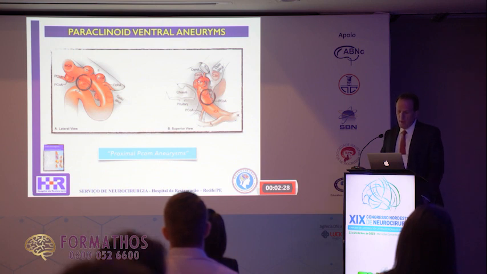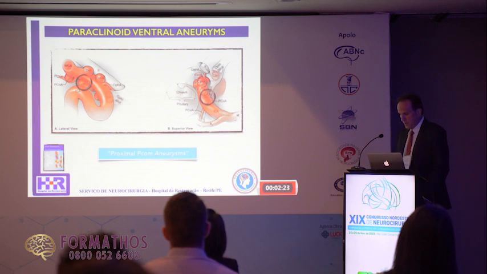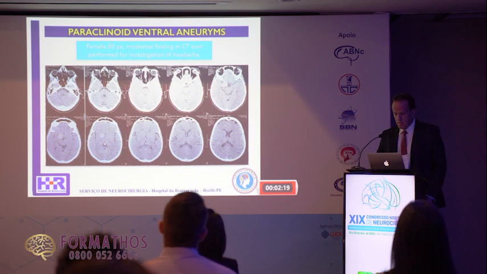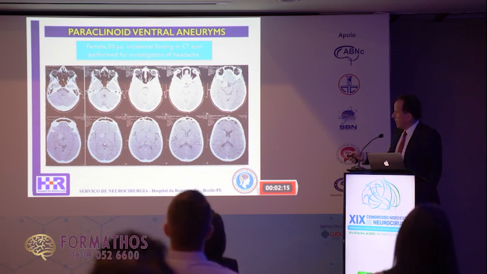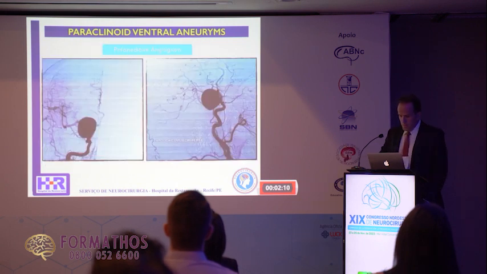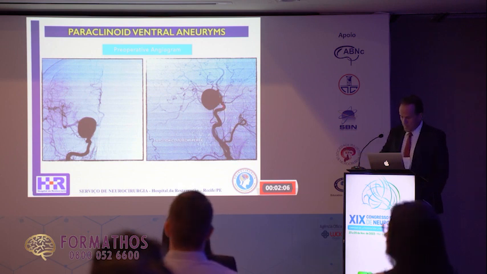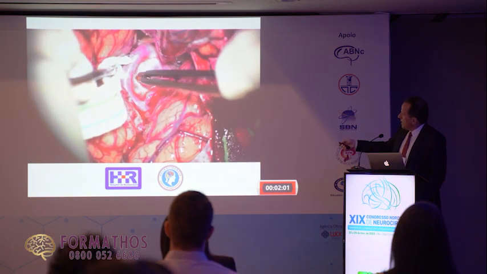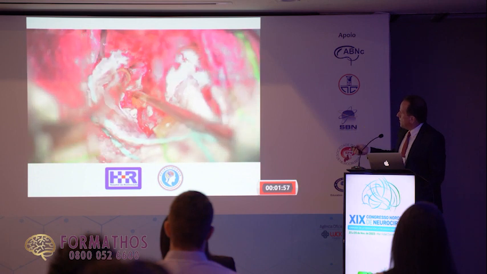Ventral aneurysms are like PCOM aneurysms, but proximal to the PCOM. They are not very frequent. This was a patient that had a CT scan because of headache and found this paraclinoid mass, which was this aneurysm. You can see that it was a ventral one. As we can see here, the carotid is pushed up and laterally.